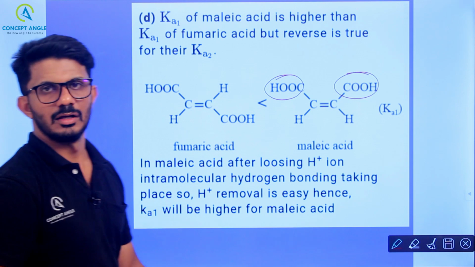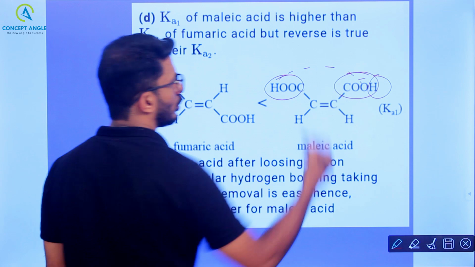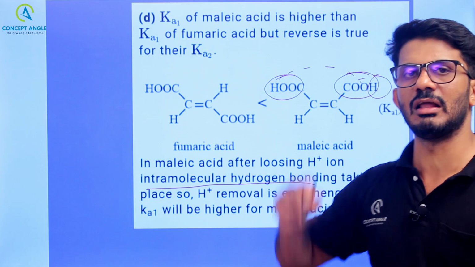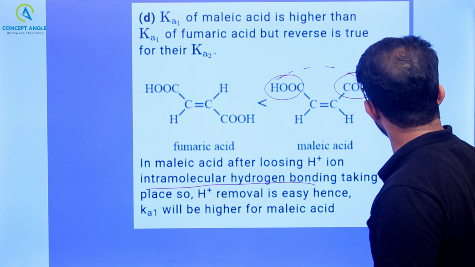After the removal of one H plus ion, this will be COO minus. So this will form a hydrogen bond, an intramolecular hydrogen bond. In malic acid, after losing the H plus ion, the intramolecular hydrogen bond stabilizes the molecule and that makes the removal of the second H plus ion difficult. The first H plus ion is removed easily to form the stronger hydrogen bond.